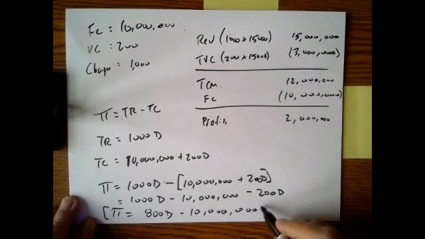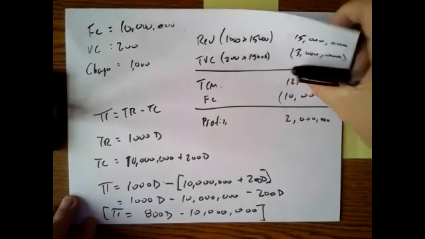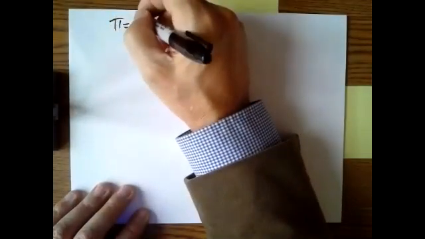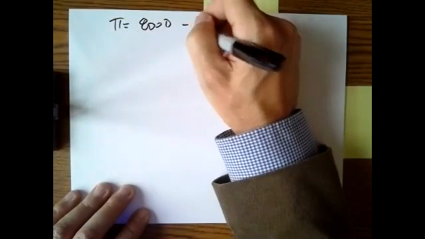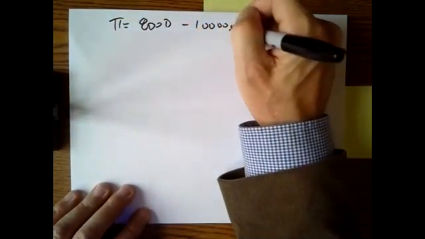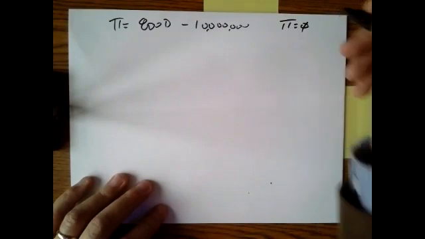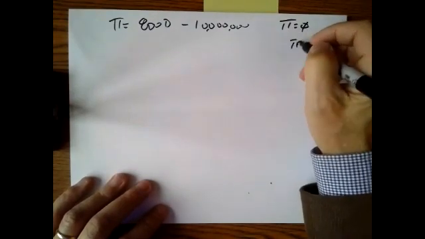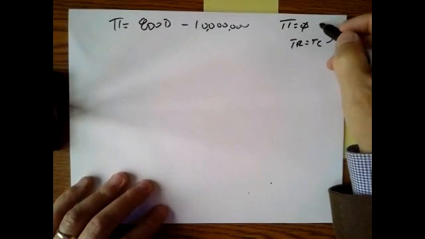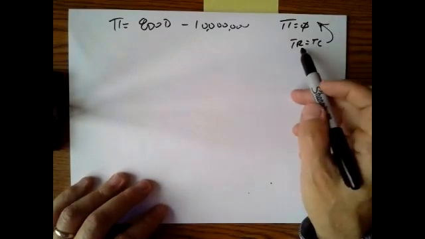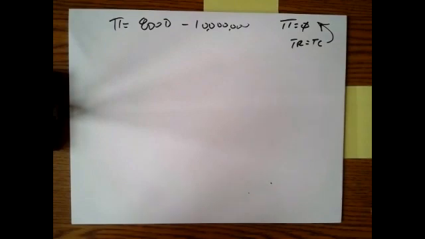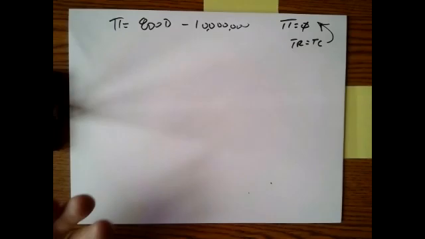profit function, 800D minus 10 million. And remember, to calculate break even, we set profit equal to 0, because when total revenue equals total cost, profit equals 0 because we're subtracting cost from revenues. If revenues are 1,000 and total cost is 1,000, subtracting 1,000 from 1,000 gives you 0.